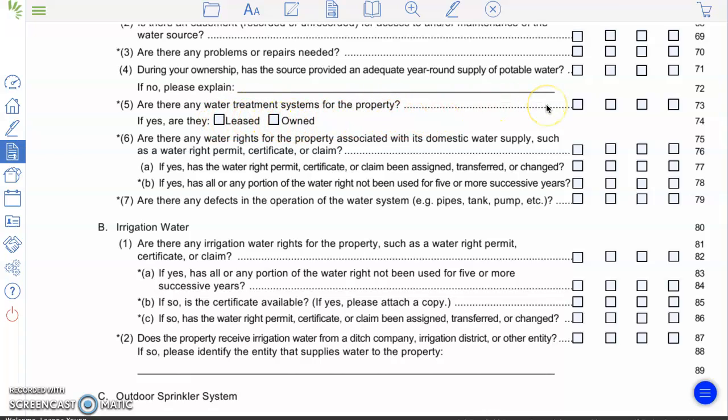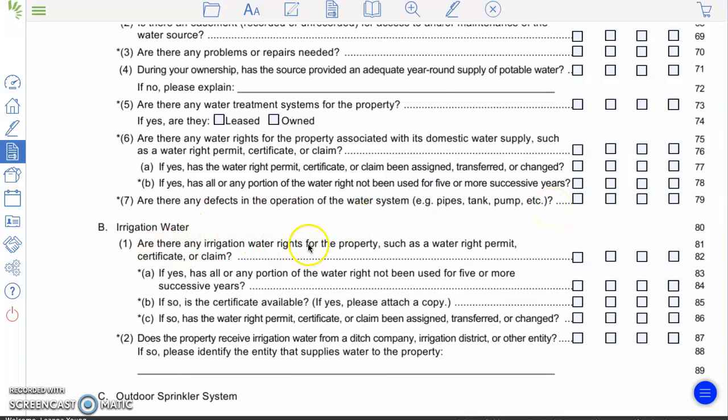So if you have a filtration system, a lot of times this will come up if you live on a well. Any water rights for the property associated with its domestic water supply, such as a water right permit, certificate, or claim. See this more in rural areas. So if you have water rights, you're going to want to disclose that here. Any defects in the operation of the water system, again, just if there's any issues with any of the water system, you just want to disclose that.